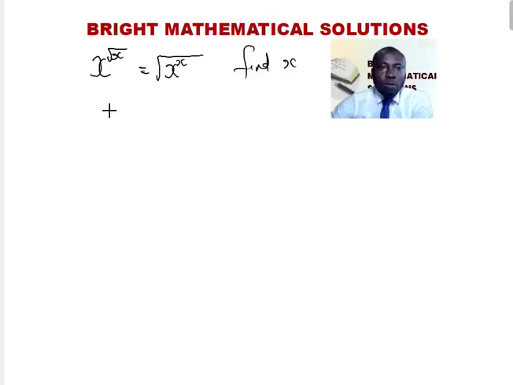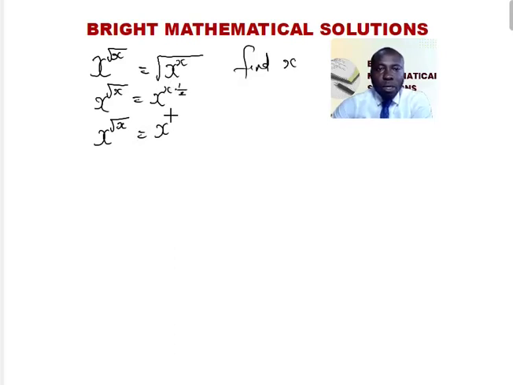Hello, let us solve for x from this expression: x raised to the power of square root of x equals square root of x raised to the power of x. So from here, let us rewrite the expression such that this now becomes x raised to the power x, with the square root written as the power 1 over 2. So this square root is also a power, so we try to express it in the form of a power. So therefore this becomes x and this becomes x.